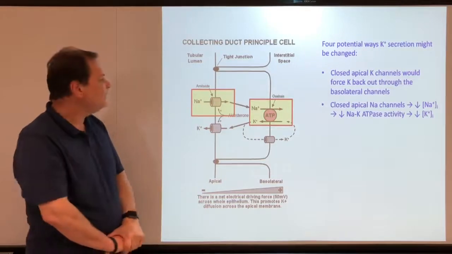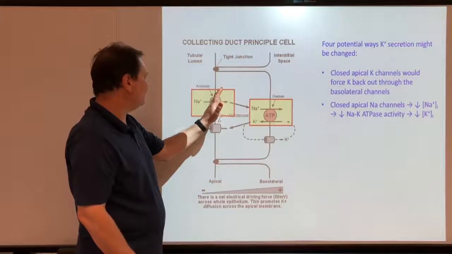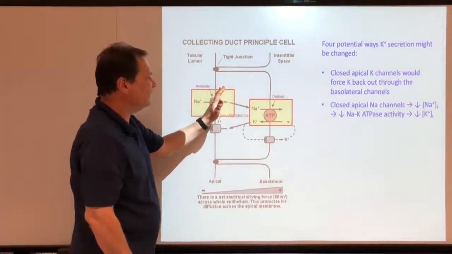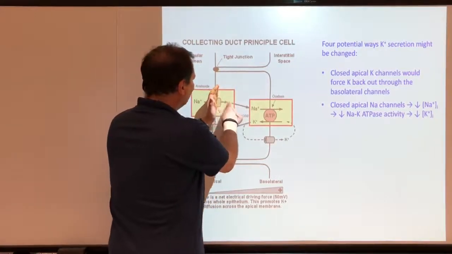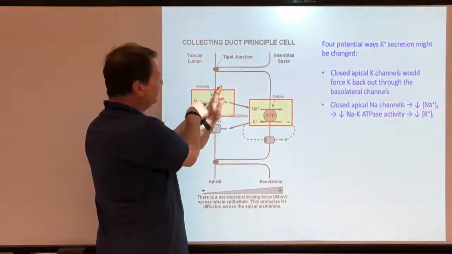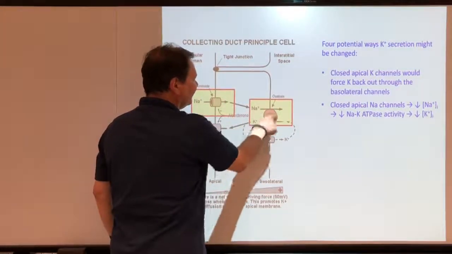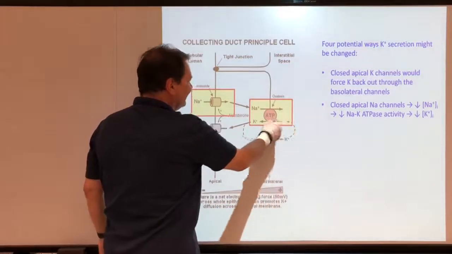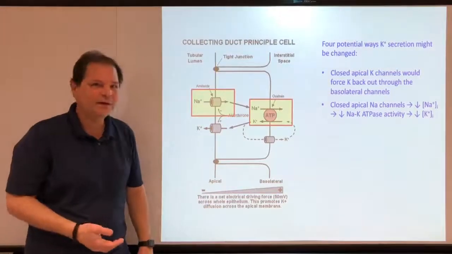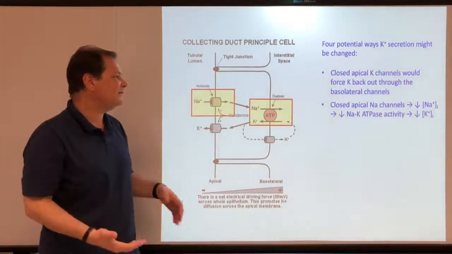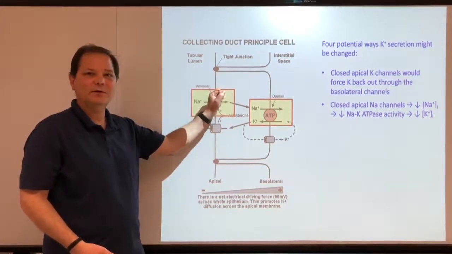Number 2, you can close or eliminate the sodium channels here in the apical membrane. So what that does is it causes sodium to decrease in the cell, because you're no longer reabsorbing sodium here in the principal cell. The sodium concentration drops. When that happens, you slow this ATPase down. When you slow the ATPase down, you slow the potassium transport into the cell down.